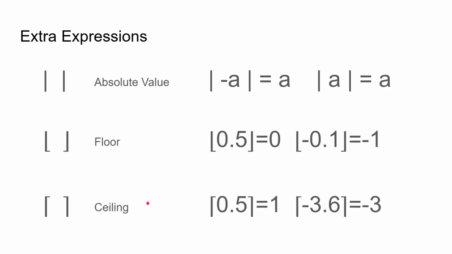Ceiling, very similar thing, but instead you're just rounding up. So 0.5 rounded up is equal to 1. Negative 3.6 rounded up is equal to negative 3.